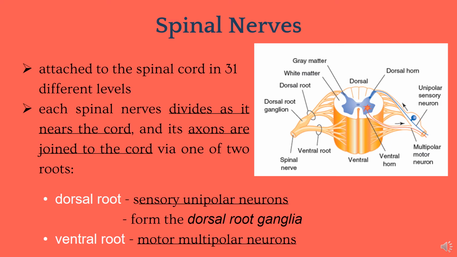On the other hand, the neurons of the ventral root are motor multipolar neurons with their cell bodies in the ventral horns. Those that are part of the somatic nervous system project to skeletal muscles, and those that are part of the autonomic nervous system project to the ganglia, where they synapse on neurons that in turn project to internal organs, such as the heart, stomach, and the liver.